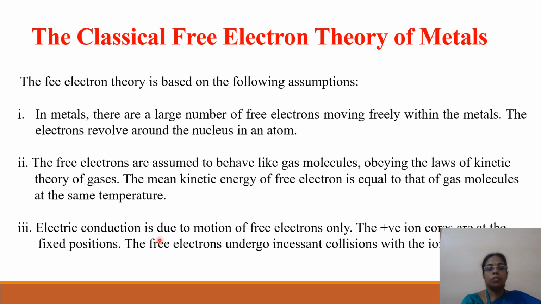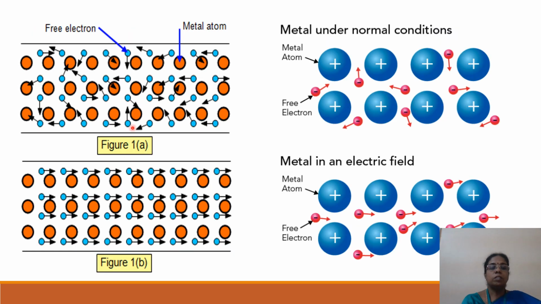Next, the electrical conduction is due to the motion of free electrons only. The positive ion cores are at fixed positions, and the free electrons move and collide with one another and also with the ion cores. Then you can see the picture. Under normal conditions, the positive ion cores are fixed in position, and the free electrons are moving randomly in all directions and colliding with one another.